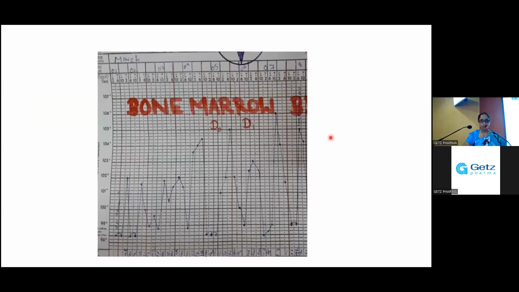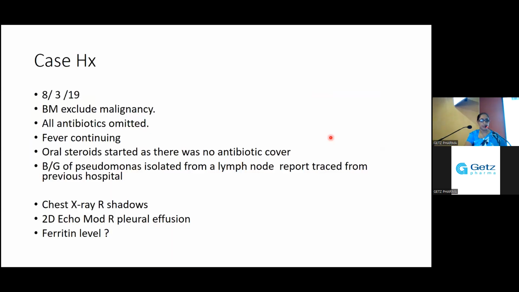So in children, you especially have to wait for bone marrow before giving steroids, because early arthritis can always be confused with hematological malignancies, and that was why I could not start anything beyond the NSAIDs the first day. So then bone marrow excluded malignancy, and by that time my colleague was very sure that there was no infection, though the fever was running high. So all the antibiotics were omitted, fever was continuing.